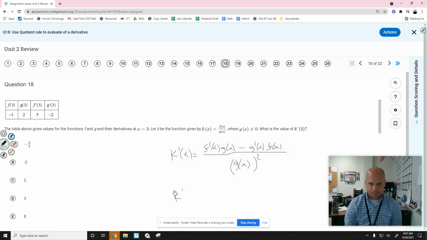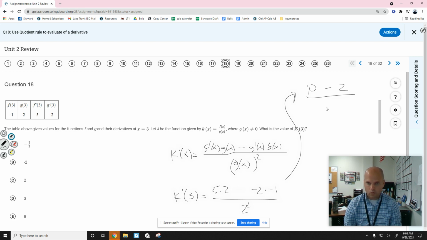Plugging in 3, f prime of 3 is 5. g of 3 is 2. g prime of 3 is negative 2. f of 3 is negative 1, over g of 3, 2, squared. What does that give us? 10 minus a positive 2, over 4. 8 over 4 is 2. Table problem. Use your notation, use your rules.